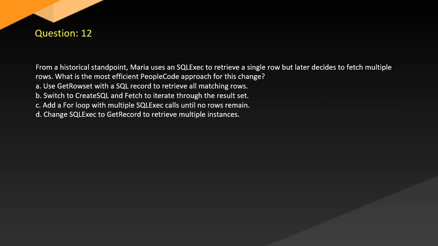Question 12. From a historical standpoint, Maria uses an SQLExec to retrieve a single row but later decides to fetch multiple rows. What is the most efficient PeopleCode approach for this change? A. Use GetRowset with a Fill to retrieve all matching rows. B. Switch to CreateSQL and Fetch to iterate through the result set. C. Add a for loop with multiple SQLExec calls until no rows remain. D. Chained SQLExec to GetRecord to retrieve multiple instances.